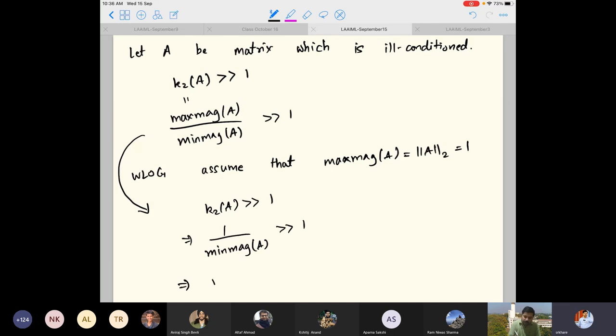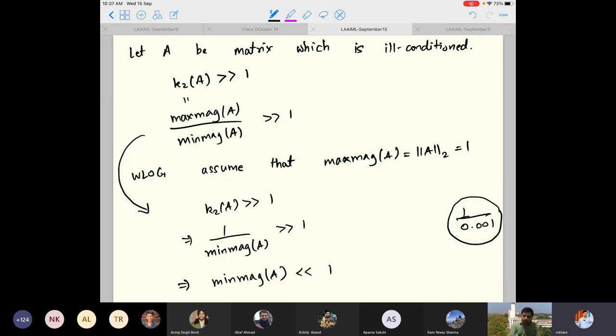And that really means that the minimum magnification of A is a number which is really very small, almost close to 0. Because if a number is very close to 0, then 1 upon that number will be a really very big number, right? It's almost like you are dividing by 0. You don't really divide by 0, but you are dividing by a number which is very small, very close to 0, so the condition number is really very large. That is what it really means when you see that the matrix A is ill conditioned.